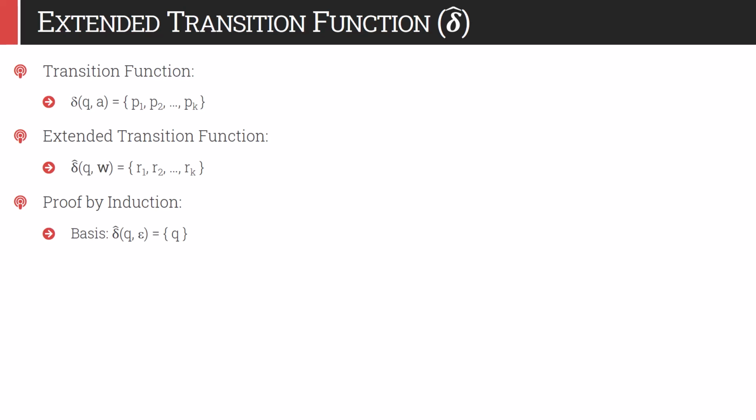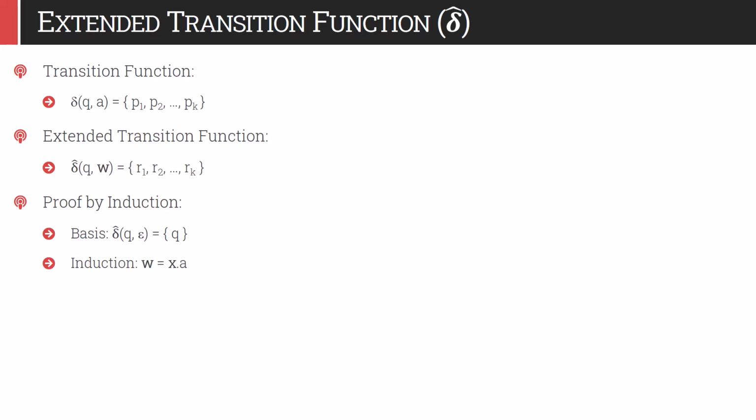So the base case is that delta cap Q comma epsilon would be Q itself, because epsilon means we are not reading any symbol. So if we are on state Q and we do not consume any input symbol, then obviously we will remain on the same state. Okay, there will not be any movement. So this basis case would be delta cap Q comma epsilon is equal to Q.